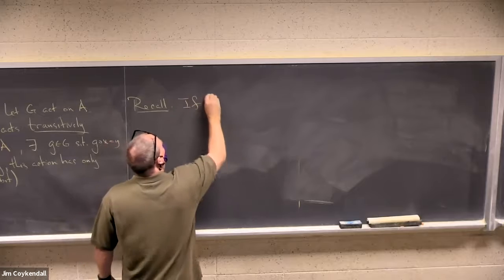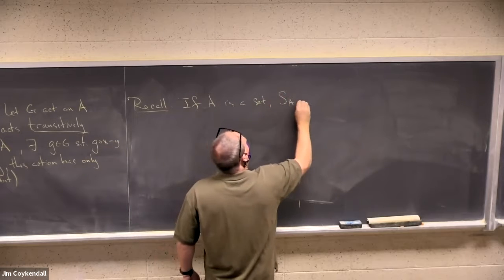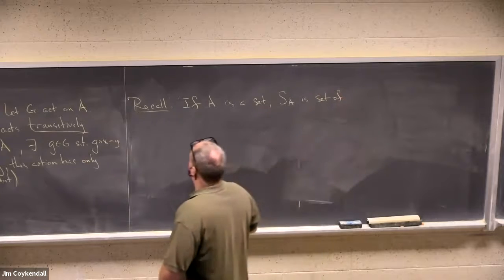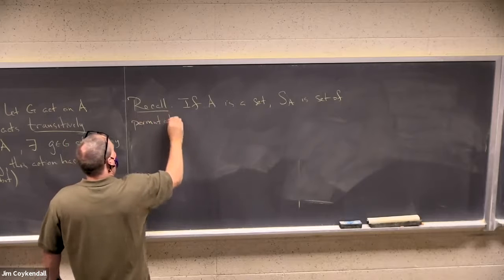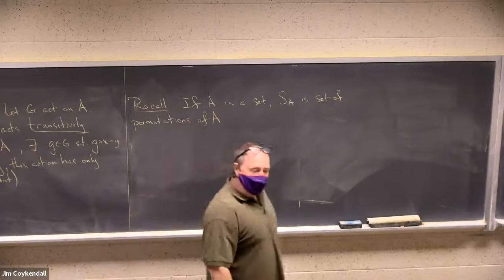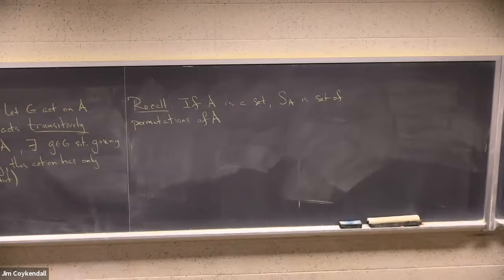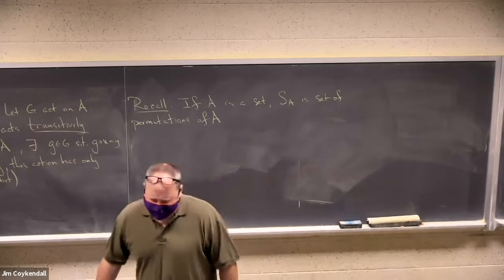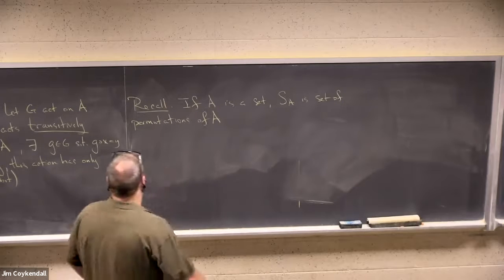If A is a set, then S_A is the set of permutations of A. I'm going to use that notation here. And of course, S_A is just a collection of functions from A to itself that are bijective. I want you to be following this really cool theorem, actually.